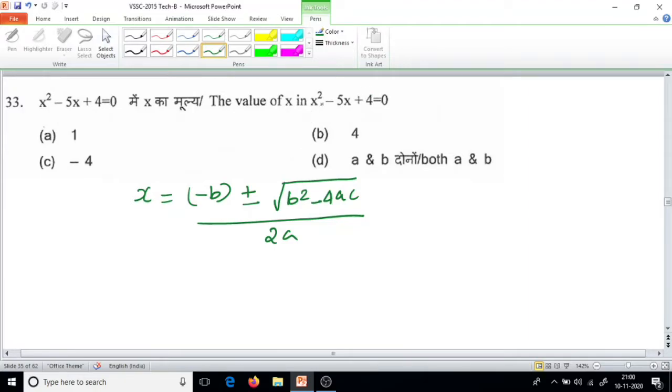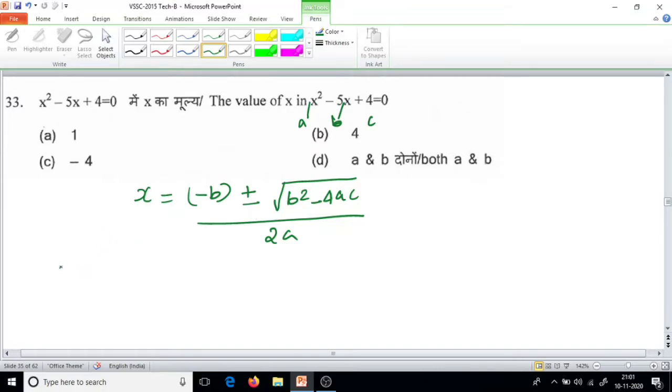Now what is a here? The coefficient of x square is a. The coefficient of x is b, and this is c, the constant. Now we'll put in the values. So I'll start solving from here.